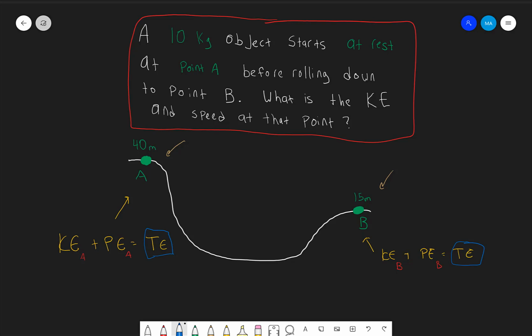Because the question asks us about the kinetic energy at point B, but it gives us information only about point A. It tells us that it starts at rest, and so the kinetic energy at point A is 0. That's what this means. And what we have to do is we have to use this information from the problem. So the informational part is only about point A. We get the total energy at point A, and that tells us about point B, which is where our answer needs to be. So let me do it.